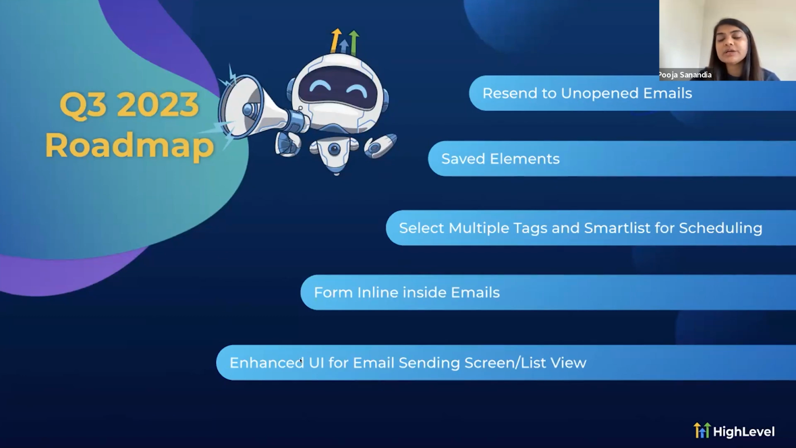Then we have a UI revamp planned for the list view of email builder, as well as the sending screen, the send and schedule screen that we have inside the email campaign area. So this is the roadmap for quarter 3 right now for email builder.